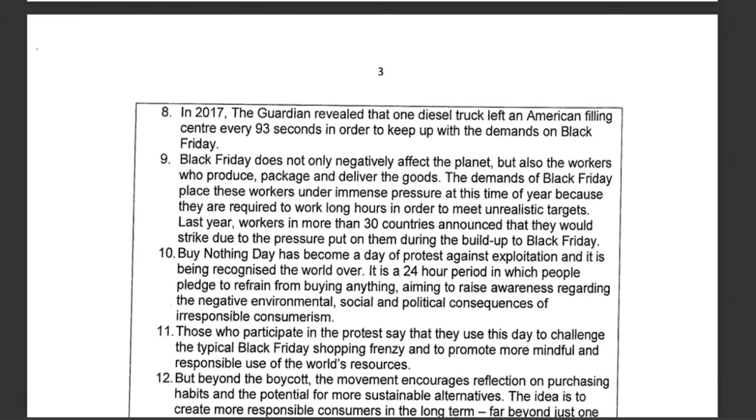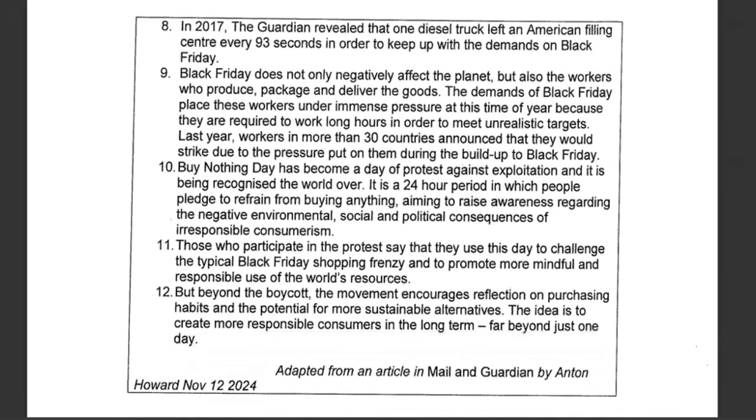It is a 24-hour period in which people pledge to refrain from buying anything, aiming to raise awareness regarding the negative environmental, social, and political consequences of irresponsible consumerism. Those who participate in the protest say that they use this day to challenge the typical Black Friday shopping frenzy and to promote more mindful and responsible use of the world's resources. But beyond the boycott, the movement encourages reflection on purchasing habits and the potential for more sustainable alternatives. The idea is to create more responsible consumers in the long term, far beyond just one day.